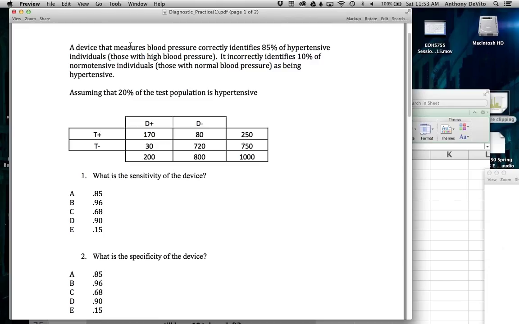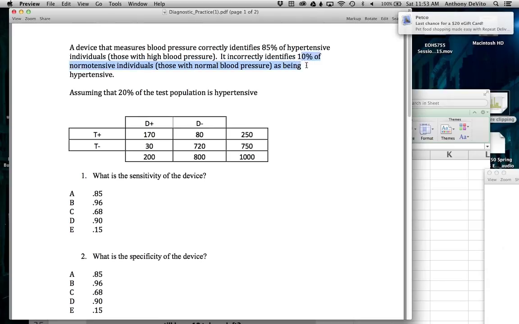Okay, so a device measures blood pressure correctly, identifies 85% of hypertensive individuals, those with high blood pressure. It correctly identifies 85% of the people who have high blood pressure, this device, right? Well, that means its sensitivity is 85%. If you have the disease, it's 85% certain that it'll detect it when you have it.